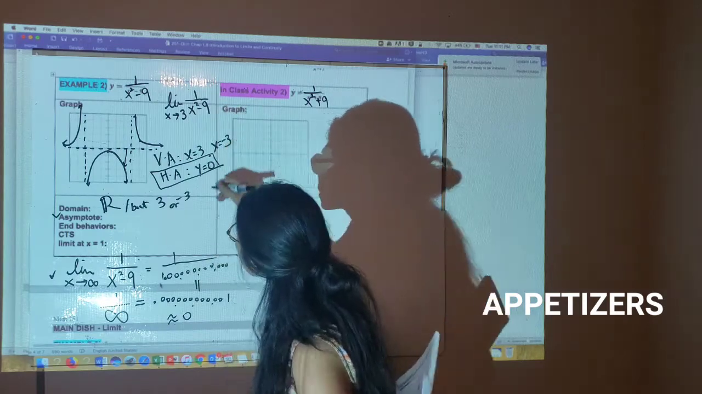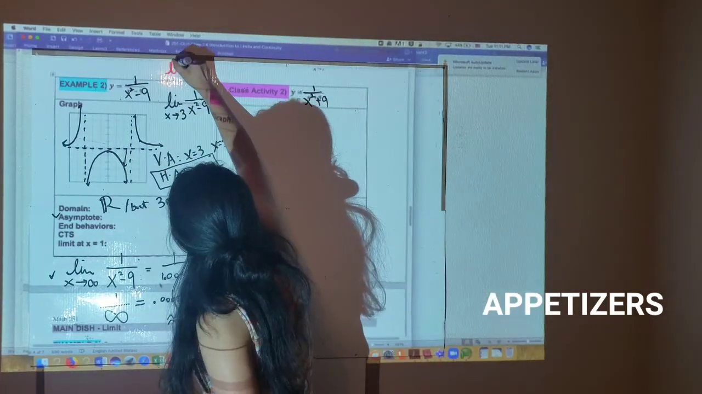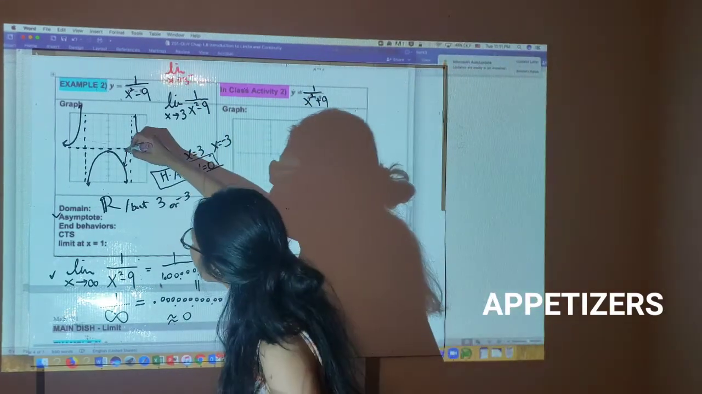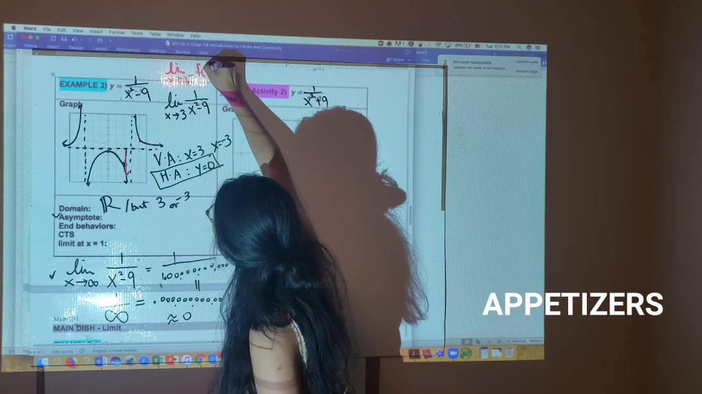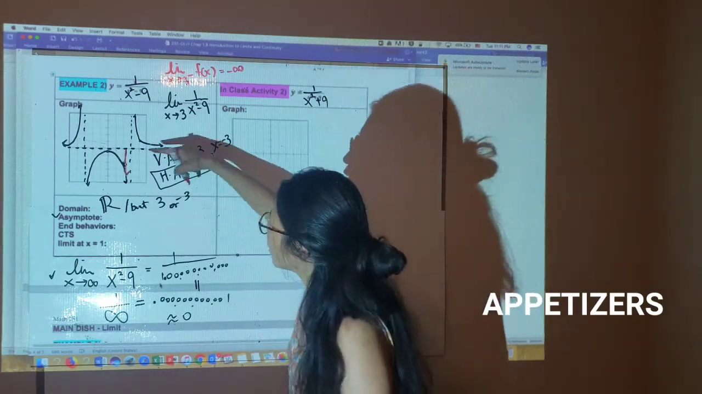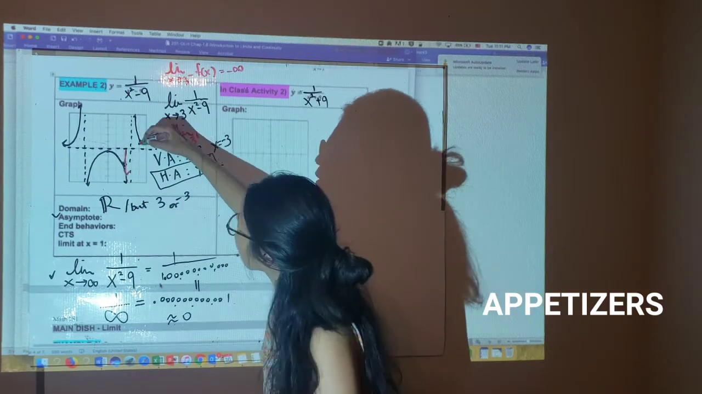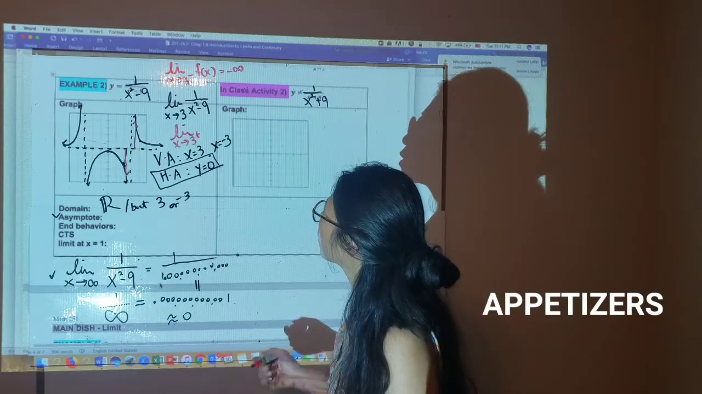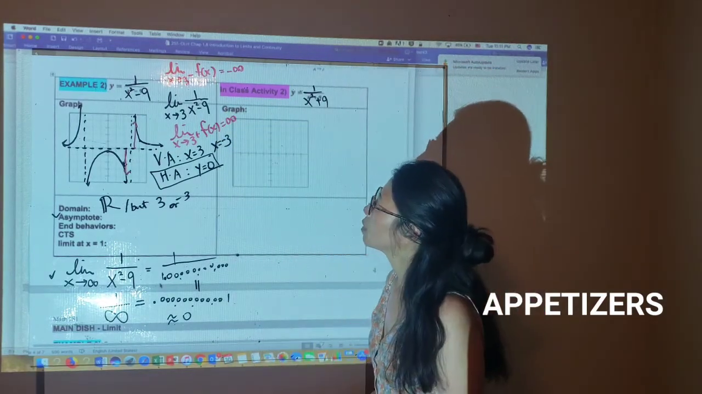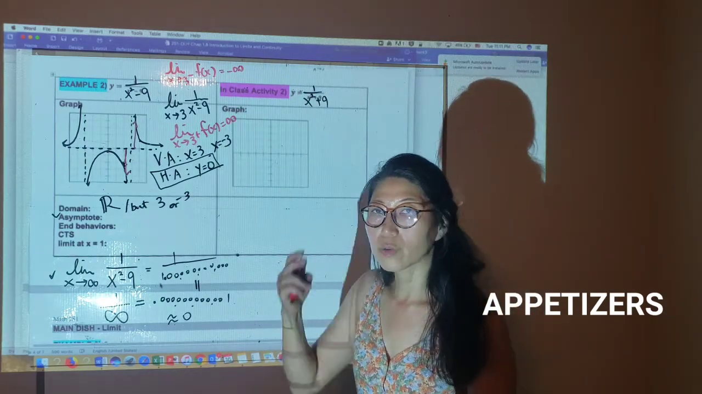If I plug in, let me use this color, limit as x goes to 3 from the minus side, then what's going to happen? My function goes to negative infinity. Then now I'm going to send x to 3 from the plus side. What happened here? That is going to be positive infinity. Then do I say my limit exists? No, the limit does not exist.